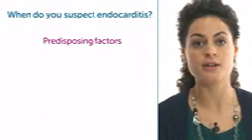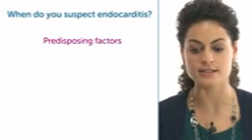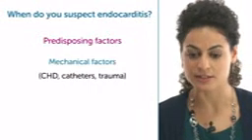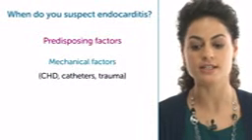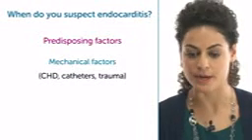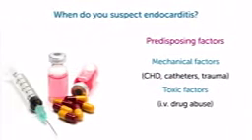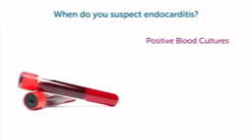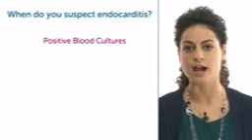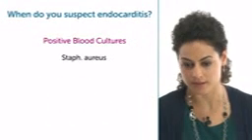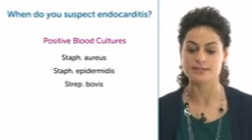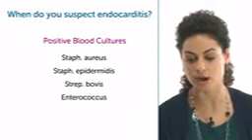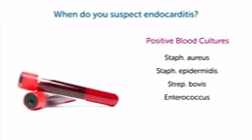Consider that there are predisposing factors to endocarditis. This could be mechanical factors like congenital heart disease, catheters, or trauma, toxic factors, for instance in drug abusers, and immunologic factors. And of course, if you have a blood culture which is positive for the typical agents of infection of the heart, and I'm talking about Staphylococcus aureus, or epidermidis, or Streptococcus bovis, or Enterococcus, the suspicion gets higher.